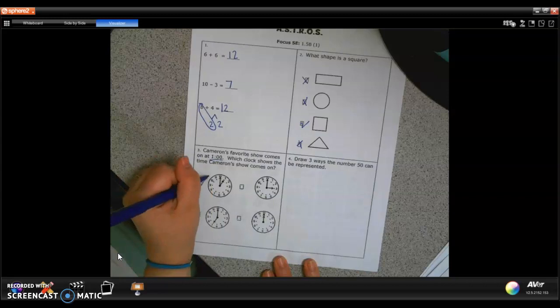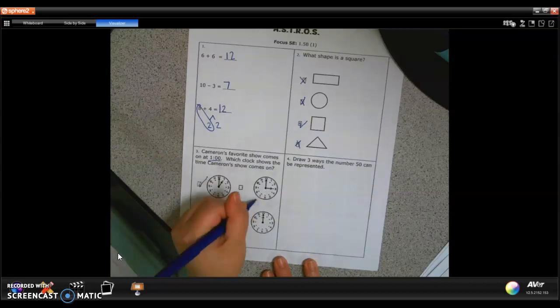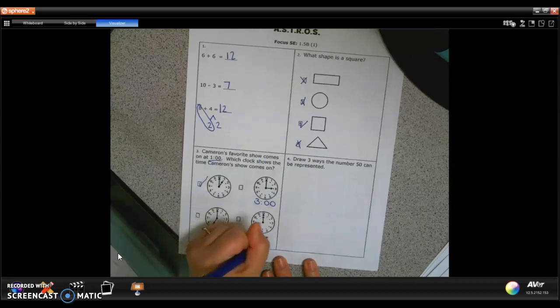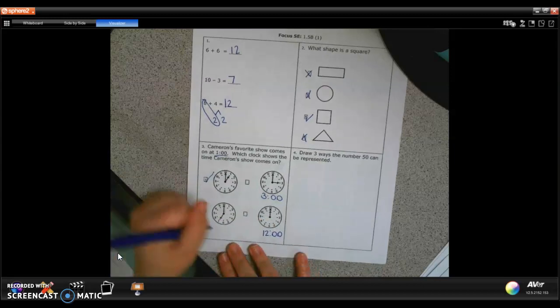that is 1 o'clock. For this one, I see it is 3 o'clock because the hour hand is pointing to the 3. For this one, I see both the minute and the hour hand are at the 12, and for this one, I see the hour hand is at the 7.